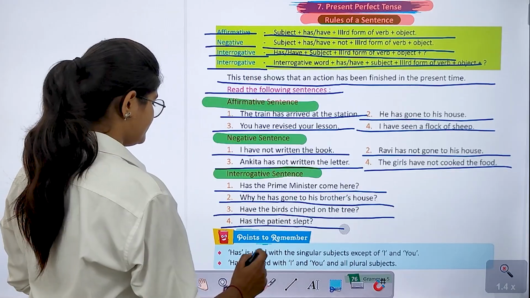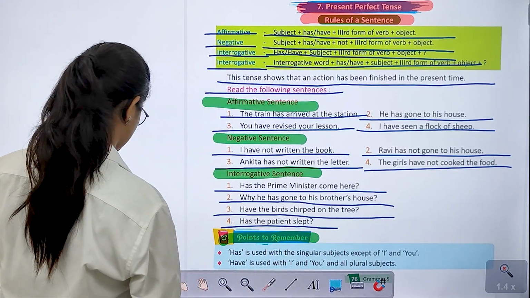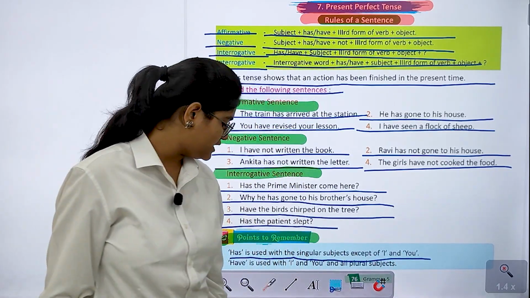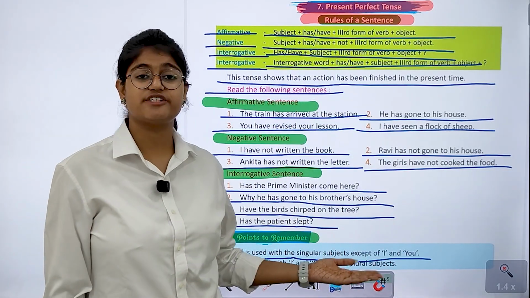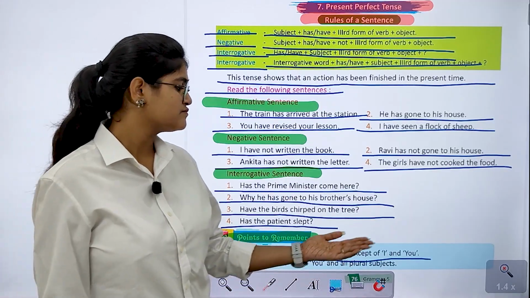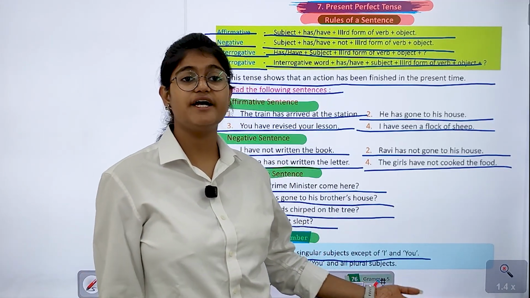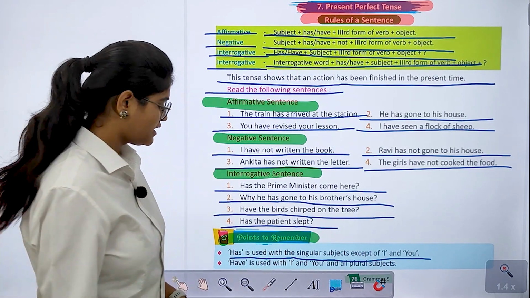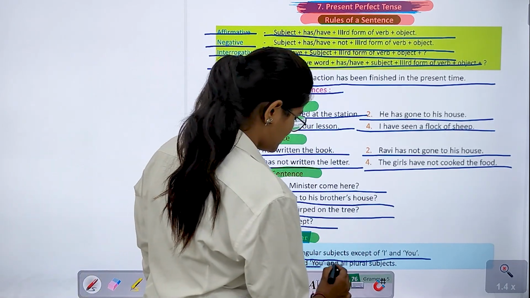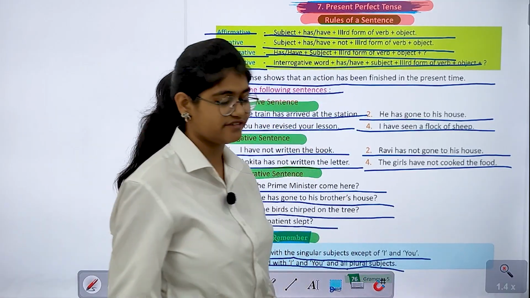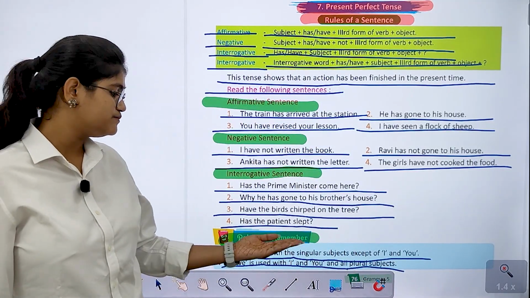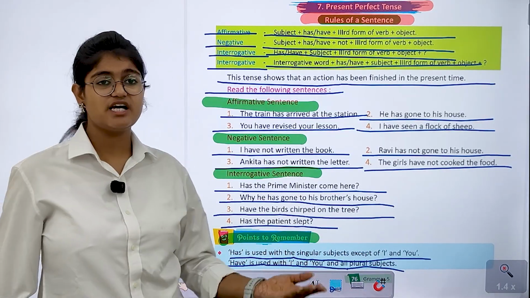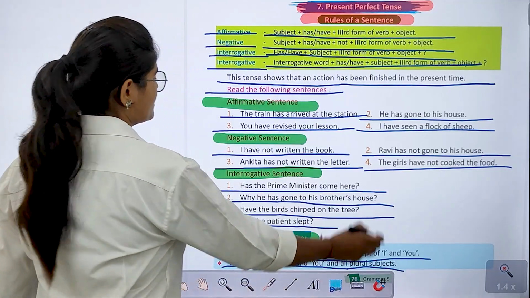After that we have some points to remember. Let's see what are they. Has is used with the singular subjects except I and you. कि has जो है वो हमेशा सभी singular subjects के साथ यूज किया जाता है सिवाय I और you के, because I and you, even though they are singular, are always counted in plurals, right? Next is: have is used with I and you and all the plural subjects. As I told you, कि I और you जो है और सभी प्लूरल सब्जेक्ट्स उनके साथ हैव यूज किया जाएगा, राइट? Now let's move ahead.